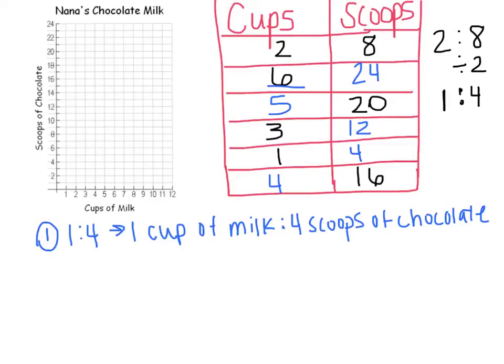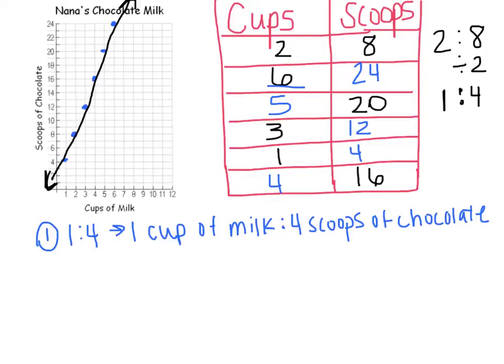But let's go ahead and graph our points. So we'll start with the first one. We have 2, 8. And then we have 6, 24, so all the way up. And 5, 20. These are a little out of order, but that's okay. And 3, 12. 1, 4. And 4, 16. Now, if we look, we can see that that is going to make a straight line.